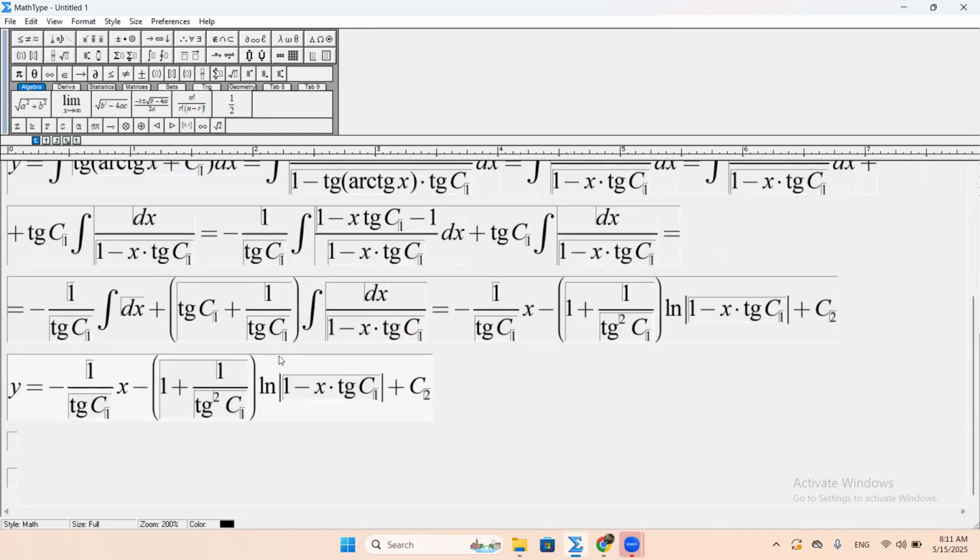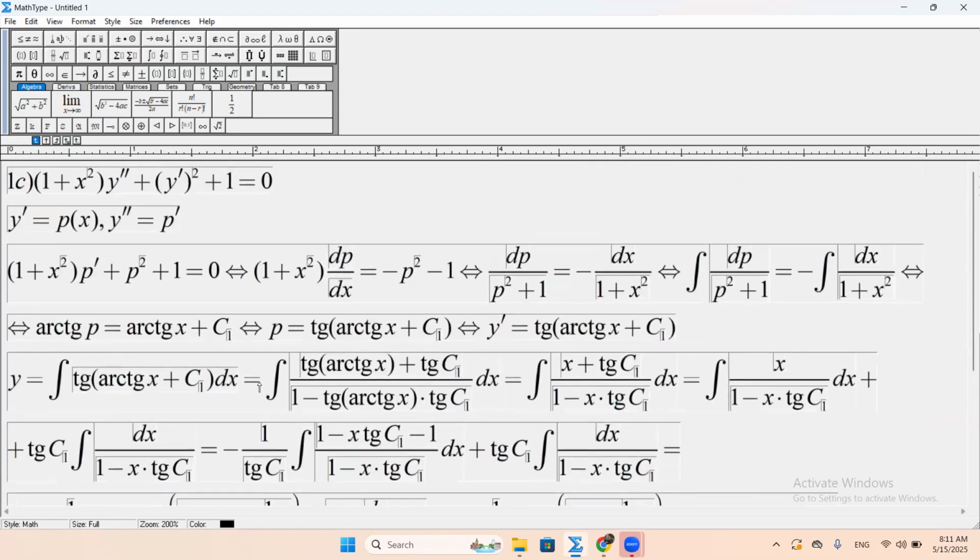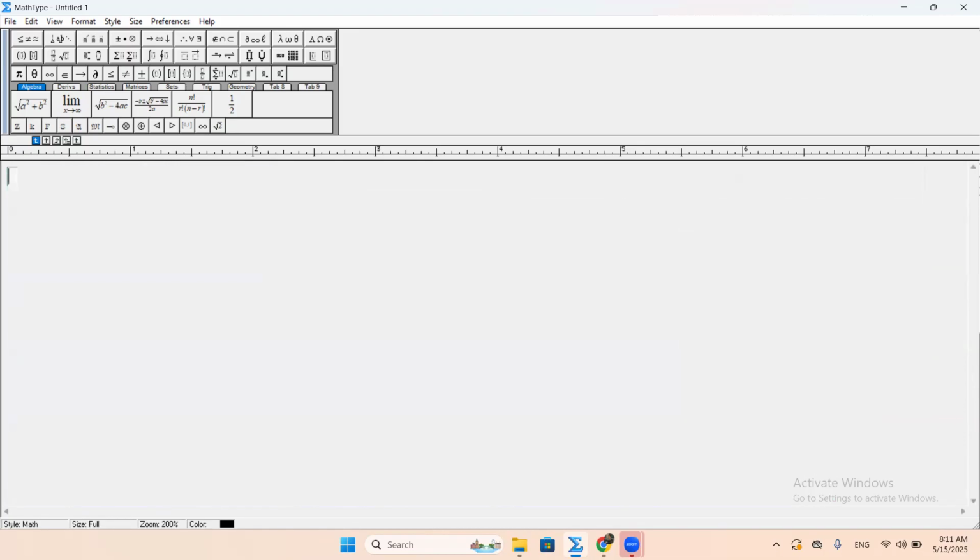Any questions about this exercise? Okay, if no questions, let's solve one more exercise.